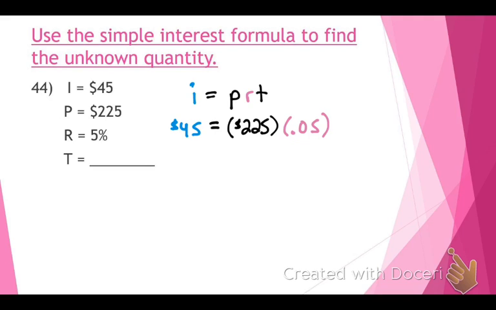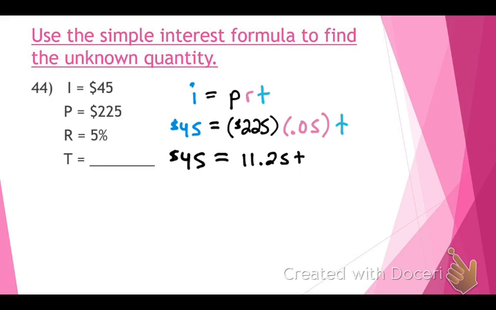And do we know the time? You do not. Okay, the time is the thing that we are going to be trying to figure out. Is there anything I could do on the left side? Nope, so we're just going to drop down the $45. Is there anything that I can do over here on the right side? Yes. What is 225 times 0.05? $11.25 T. Okay, 11.25, and we're going to bring down that T.